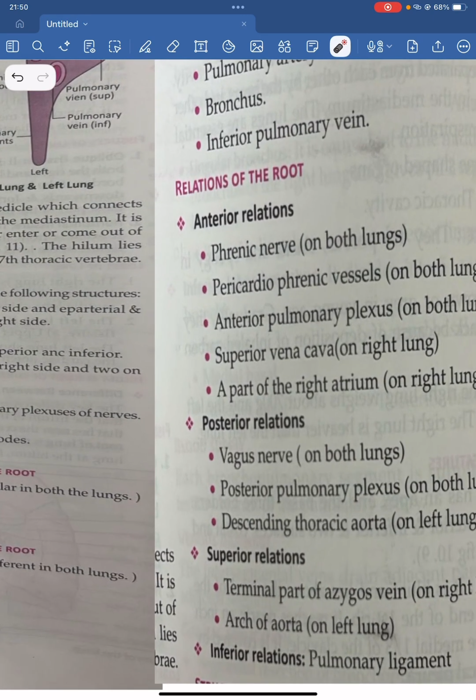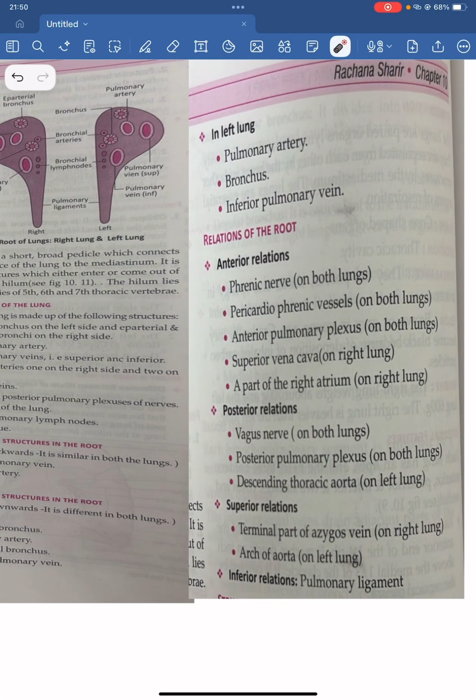So what are the relations of the root? It is also an important point. What are the anterior relations? Anteriorly, there is the phrenic nerve, pericardiophrenic vessels on both lungs, anterior pulmonary plexus on both lungs, superior vena cava on the right lung only. Remember, it is the superior vena cava on the right lung, and a part of the right atrium on the right lung.